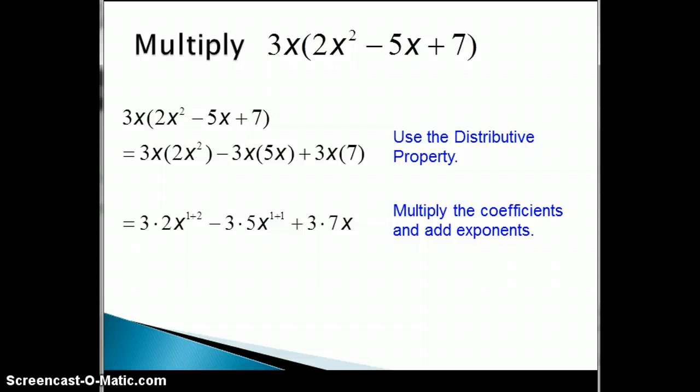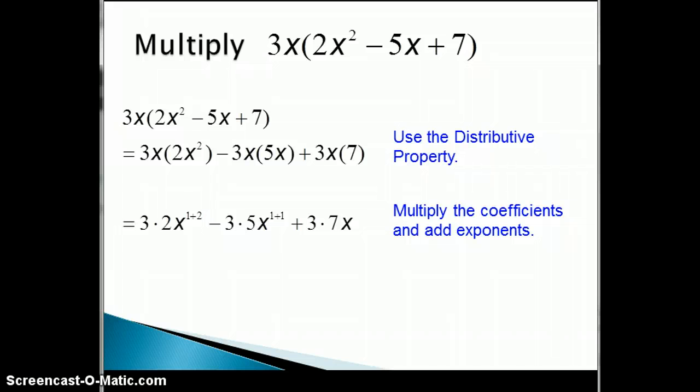Now we need to simplify each of these terms, so notice that we really have a monomial times a monomial for 3x times 2x squared, so we need to go back to what we just learned and multiply the coefficients together, so that's 3 times 2. And then multiply the x times the x squared. And so remember, we need to add the exponents when we do that multiplication, so the exponents are 1 and 2, so that's why we have a 1 plus 2 up here.